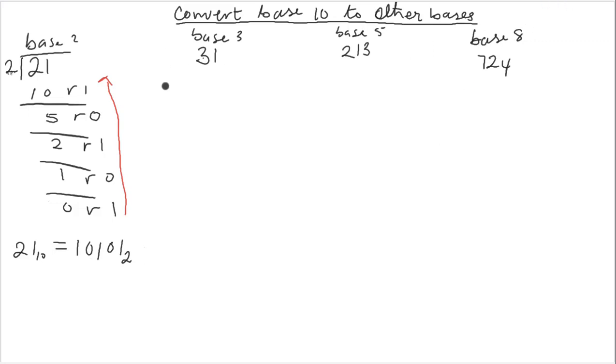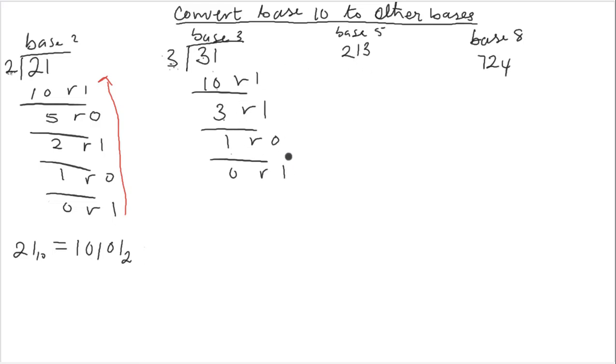Let's look at the second example. We are converting 31 to base 3. I will repeatedly divide 31 by 3. 3 into 31 is 10, remainder 1. 3 into 10 is 3, remainder 1. Then 3 into 3 is 1, remainder 0. And then 3 into 1 is 0, remainder 1. Just like the first one, we write it from bottom up. So 31 base 10 is equal to 1011 base 3.